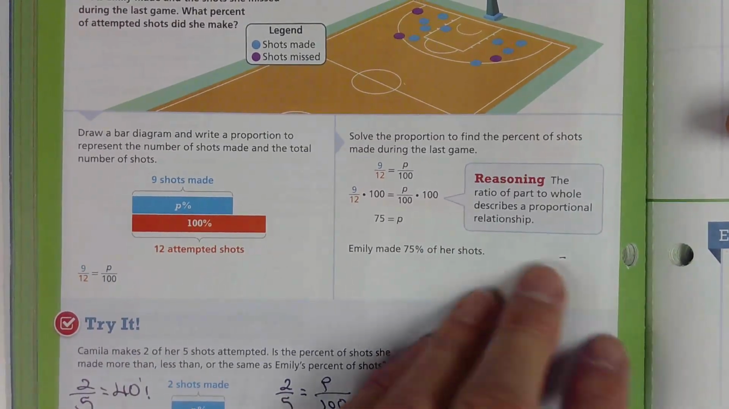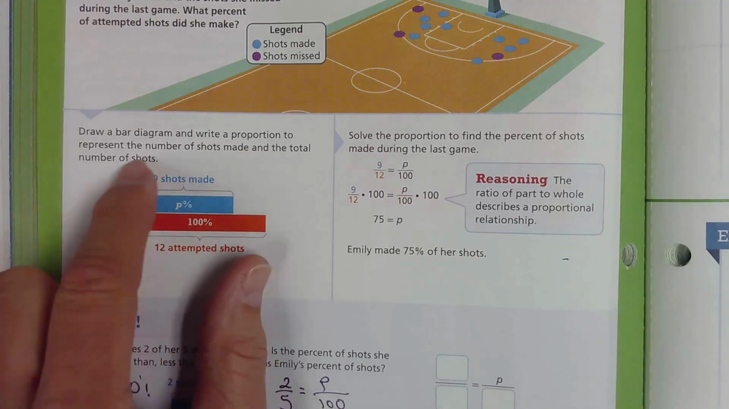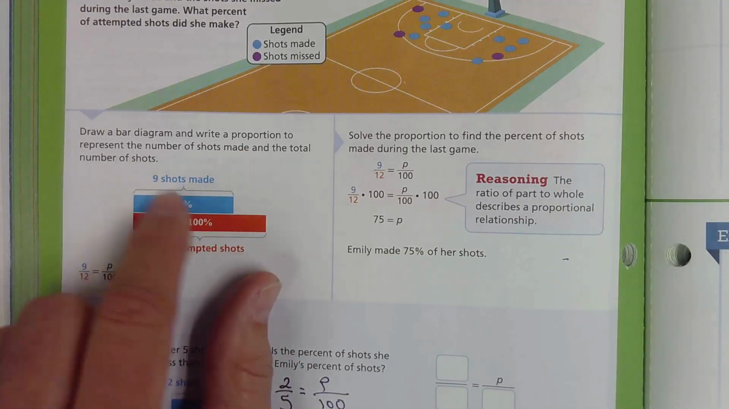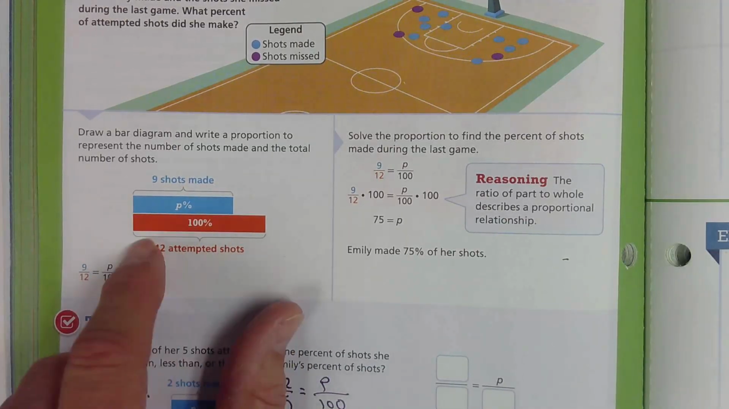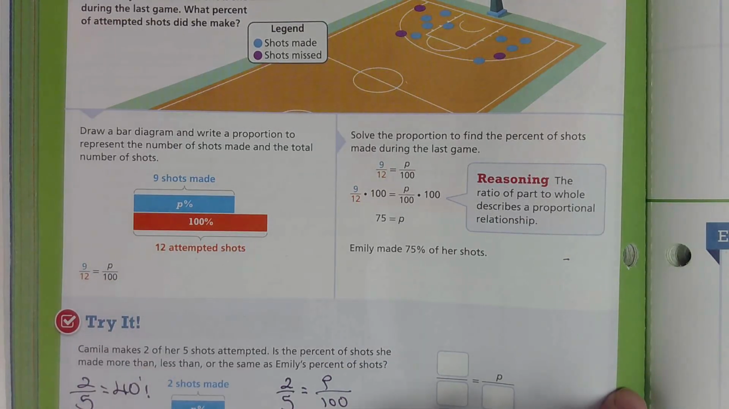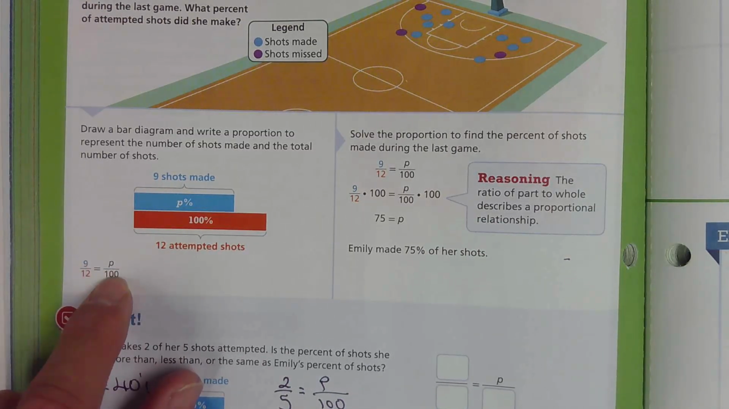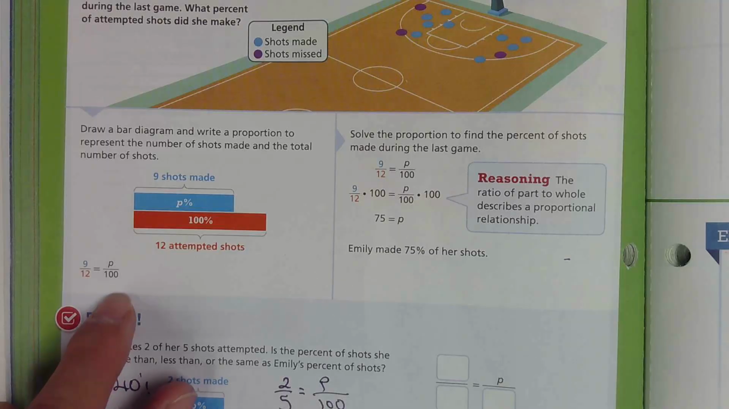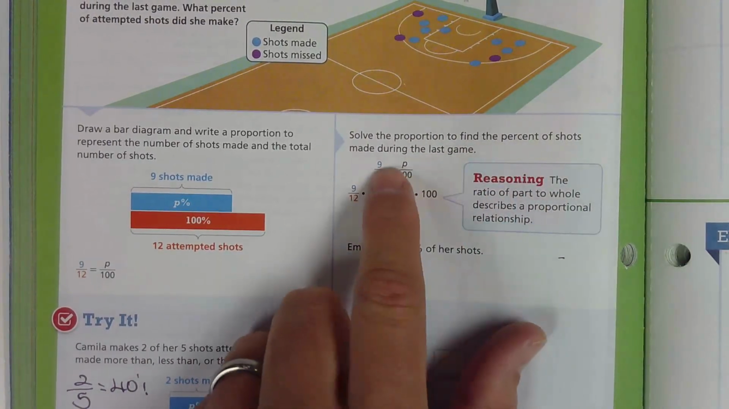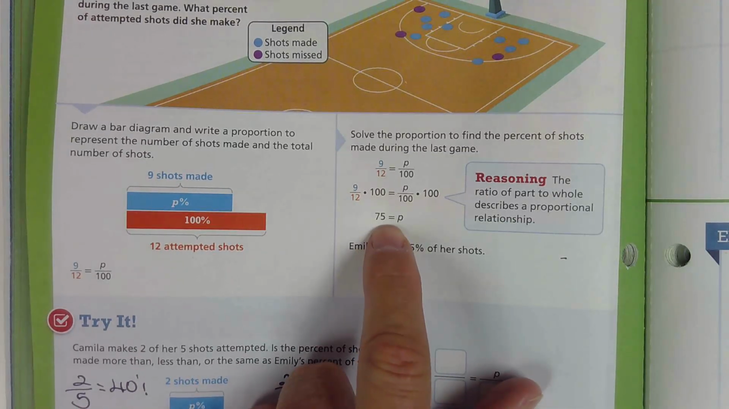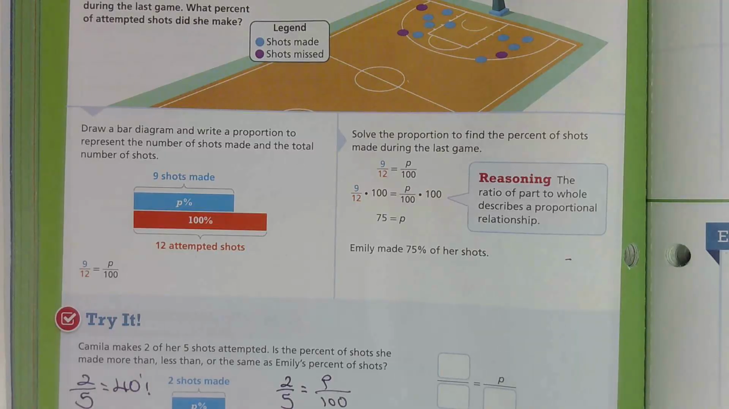So one way they did it, the first example here, is they drew a bar diagram and wrote a proportion to represent the number of shots made and the total number of shots. So the number of shots made was 9 out of 12 attempted shots. You could set it up as 9 over 12 equals P over 100 and then solve for that. They solve the proportion to find the percent of shots made, and you end up with 75 equals P. So she made 75% of her shots.